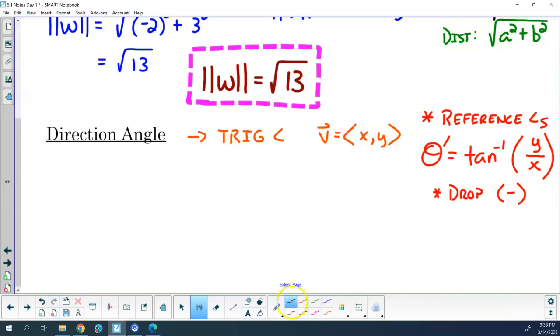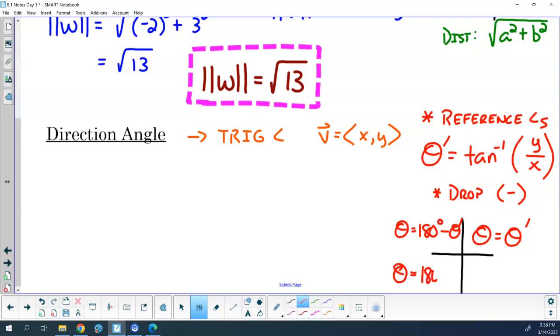And then on top of that, we would have our 4 quadrants. Well, in quadrant number 1, theta is my reference angle. In quadrant number 2, theta is 180 degrees minus my reference angle. In quadrant number 3, theta, my direction angle, is 180 degrees plus my reference angle. And in quadrant number 4, theta is 360 degrees minus my reference angle.